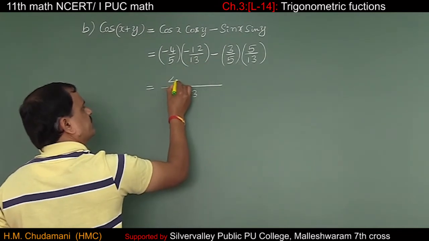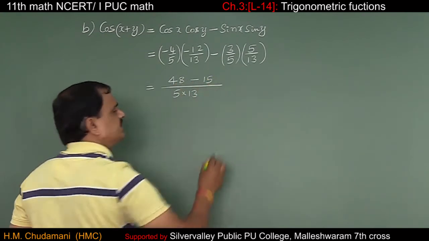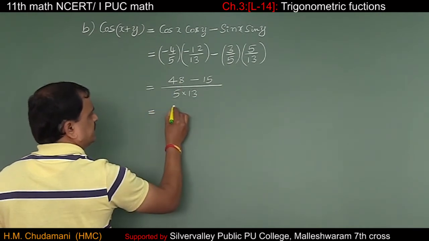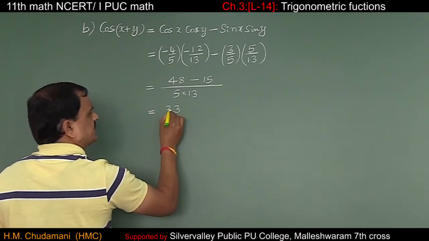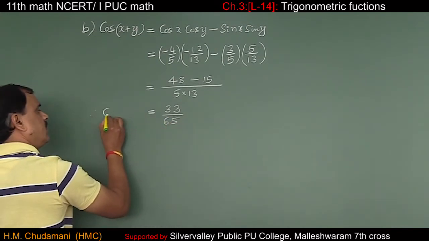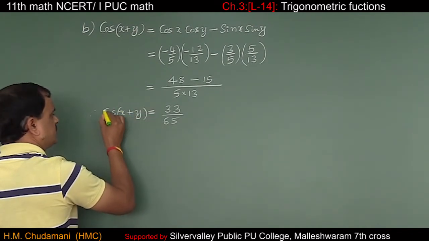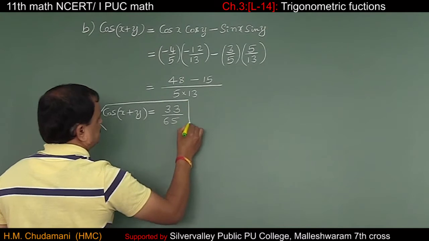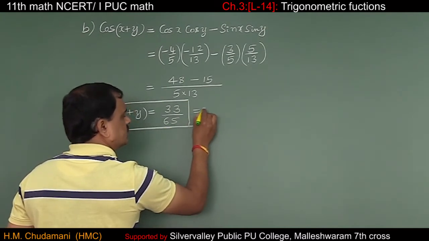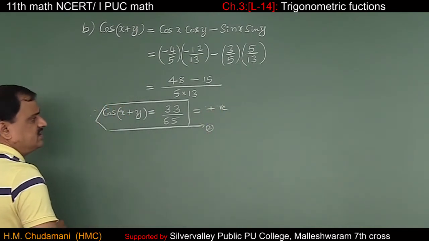12 into 4, 48, minus 3 into 5, 15. Okay, so the difference of these two is 33 divided by 65. So therefore, cos of x plus y is equal to 33 divided by 65. Say this is equation 2. Cos of the angle is positive, whereas sin of the angle is negative in equation 1.